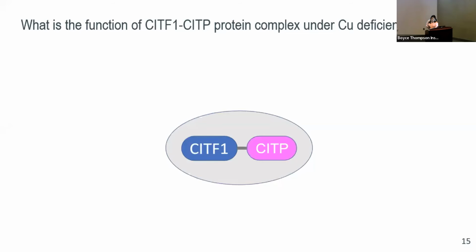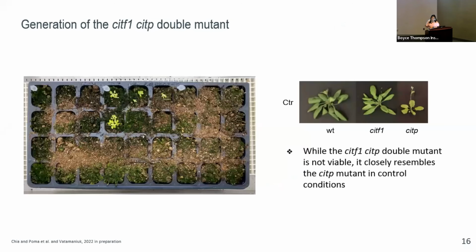So now that we know the complex is formed under copper deficiency, our initial question remains: what is the function of that complex? One strategy is to observe the phenotypes of the CYP1 CITP double mutant. And just from looking at the phenotype of the CYP1 CITP double mutant from plants grown for 2 months, shown on the left here, you can see the plants are very sick and not viable.